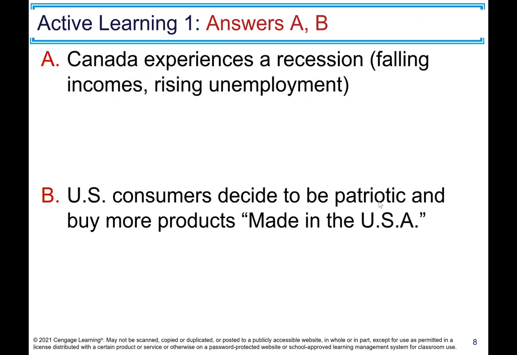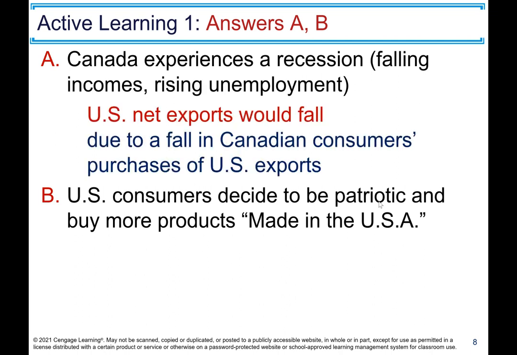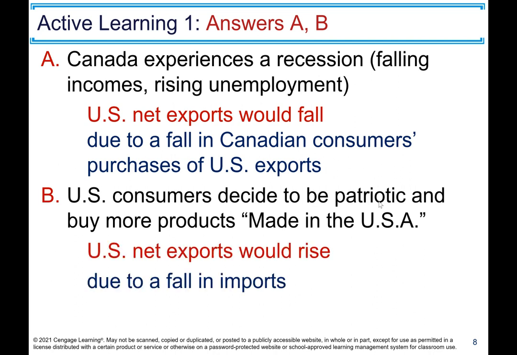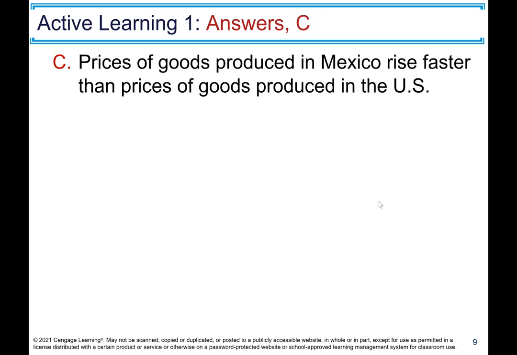Answer A and B. A, Canada experiences a recession or falling incomes and rising unemployment. US net exports would fall due to a fall in Canadian consumers' purchase of US exports. Number B, US consumers decide to be patriotic and buy more products made in the USA. The answer, US net exports would rise due to a fall in imports.